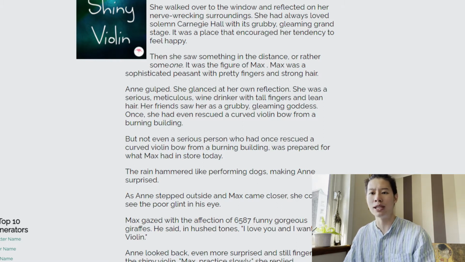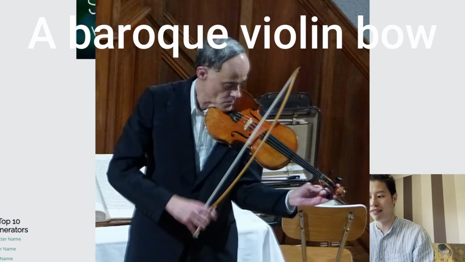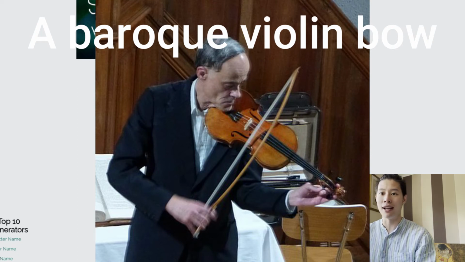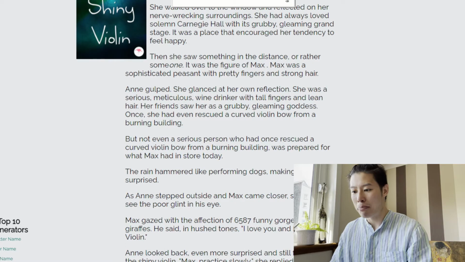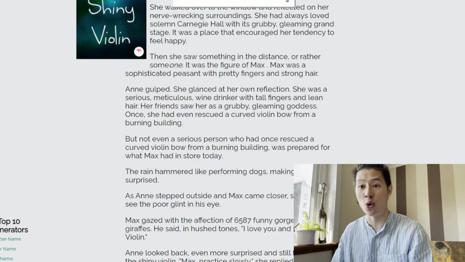Now, we know this is probably a Baroque violin bow that we're talking about. That's why, for those who do not know, this is a curved violin bow from a burning building. Now, if that doesn't make her a hero, I don't know what does. Okay, let's carry on. But not even a serious person who had once rescued a curved violin bow from a burning building was prepared for what Max had in store today.